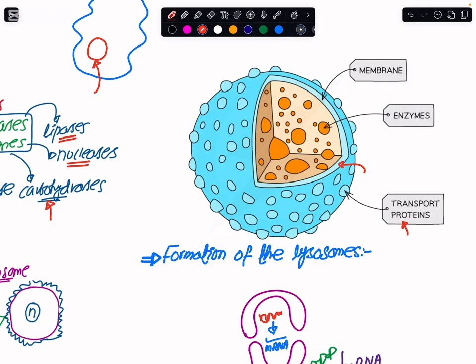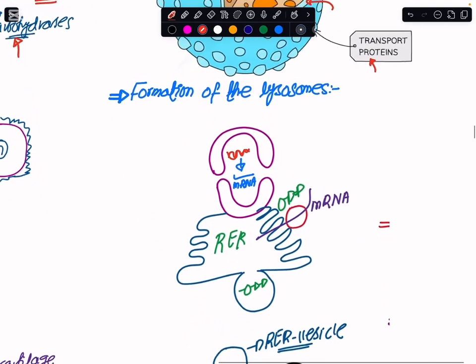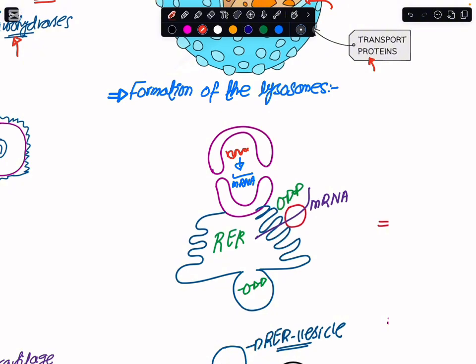An important concept is that we must be very clear about how these lysosomes are formed. Earlier I said that they pinch off from the Golgi bodies. But the situation is that since these lysosomes have enzymes in them, and enzymes are proteins, whenever a protein has to be formed, the information must come from the DNA.